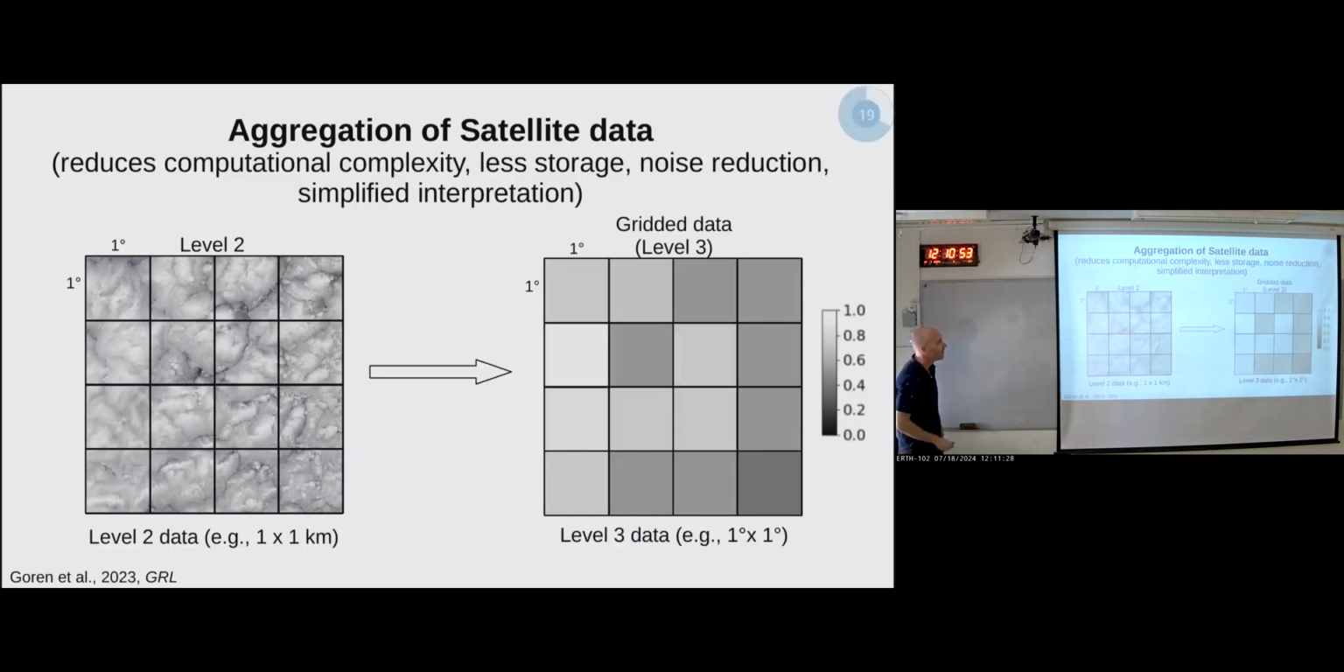Now, we want to quantify the increase in albedo, this brightening effect of the clouds, because it affects the climate, right? If the clouds are brighter, more energy is reflected back to space.